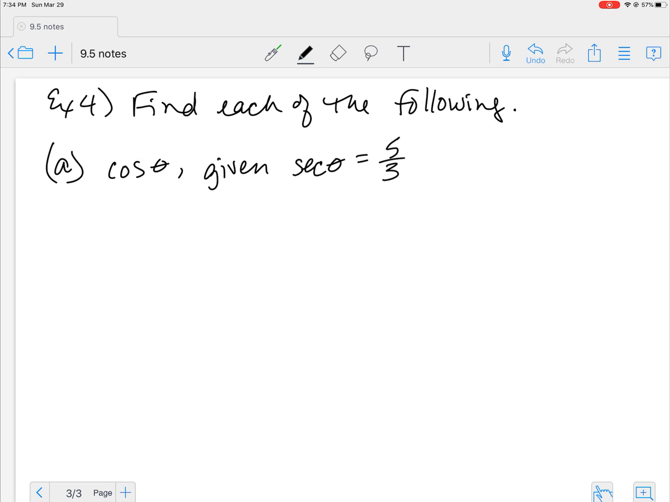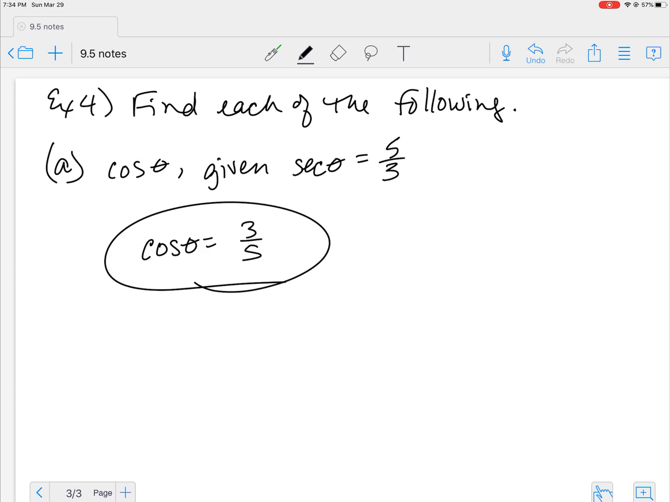For instance, I want to find the cosine of theta given that secant theta is equal to 5/3. Well, what do you know about the relationship between cosine and secant? Yeah, they're totally reciprocals of each other, right? So if secant is 5/3, what is cosine? And it's just that easy. Don't make this more complicated than it needs to be. It's just straight up exactly what it is.